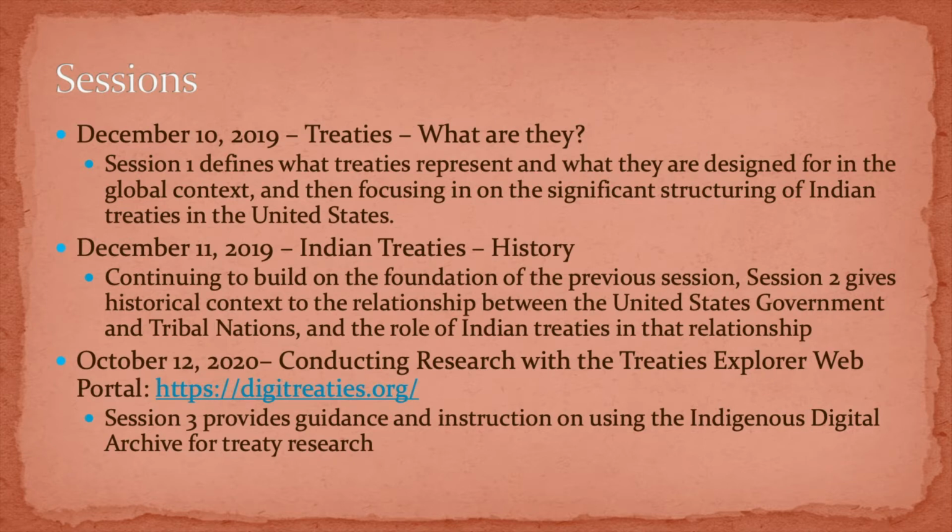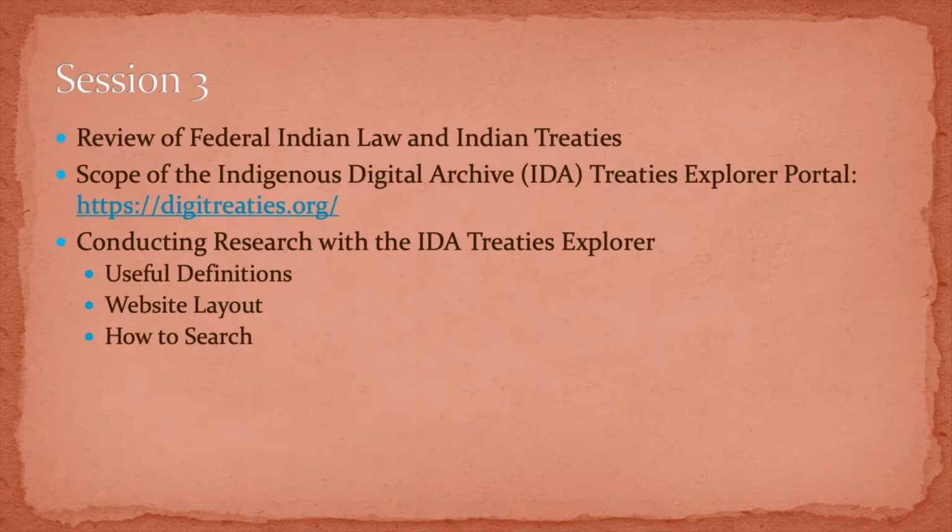In Session 3, we will review what we learned in Sessions 1 and 2 regarding core concepts around federal Indian law and Indian treaties. We'll also go over the scope of the Indigenous Digital Archive. Once we have reviewed our understanding of the nexus between federal Indian law and Indian treaties, and understand the scope of the Indigenous Digital Archive, we will be ready to conduct research within the IDA Treaties Explorer. We'll go over useful definitions, website layout, and how to search.